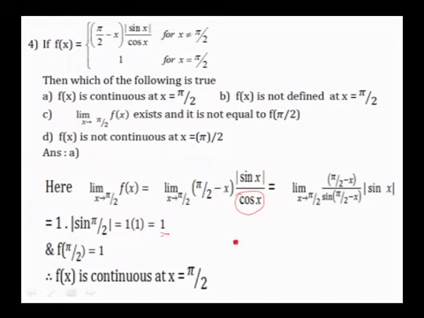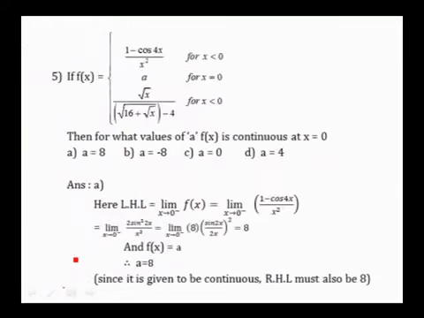Because for continuity, the limit of f(x) as x tends to pi by 2 must be equal to f(pi by 2). So the answer is A. f(x) is continuous at x equals pi by 2.